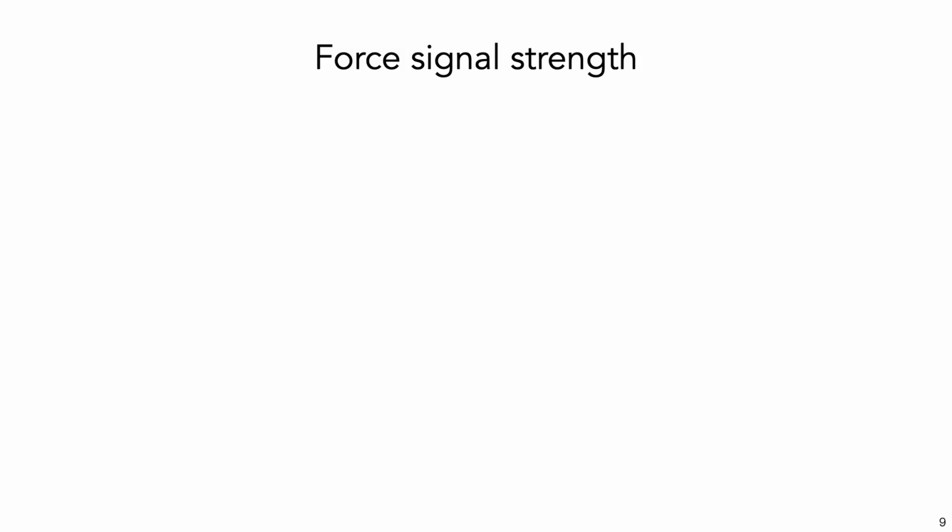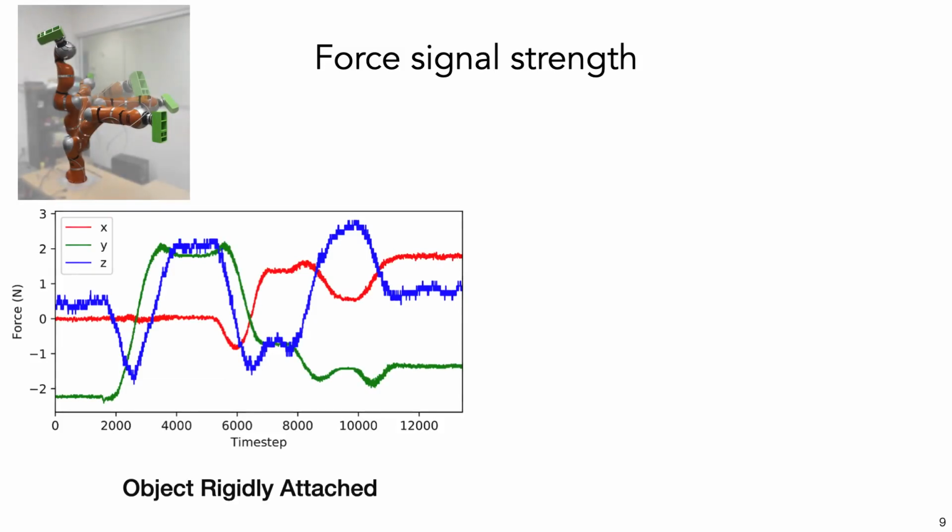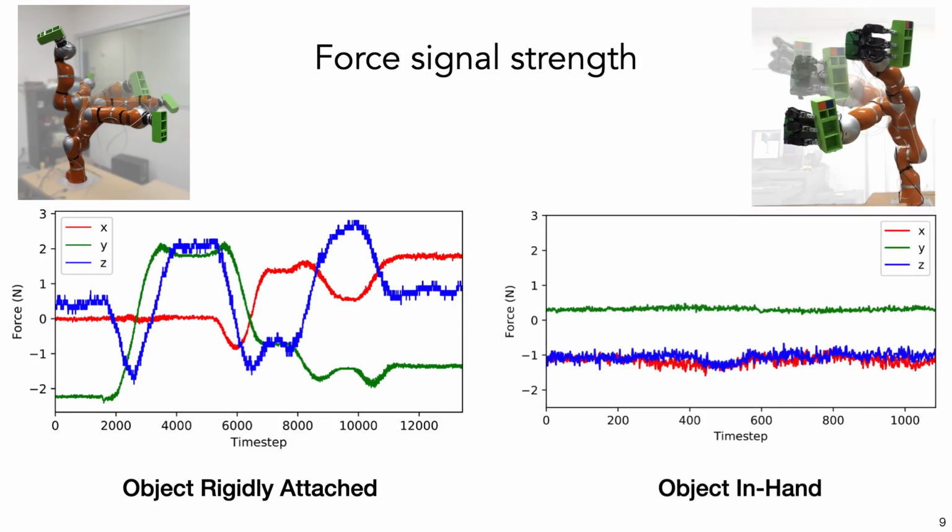Now let's look at how the forces look. On the left, you see forces that are sensed by a wrist force torque sensor while the object is rigidly attached. And on the right, we have the net force on the object from our setup. Our setup has a much more limited resolution as the tactile fingertips observe forces applied by the other fingertips in addition to the force due to object dynamics.